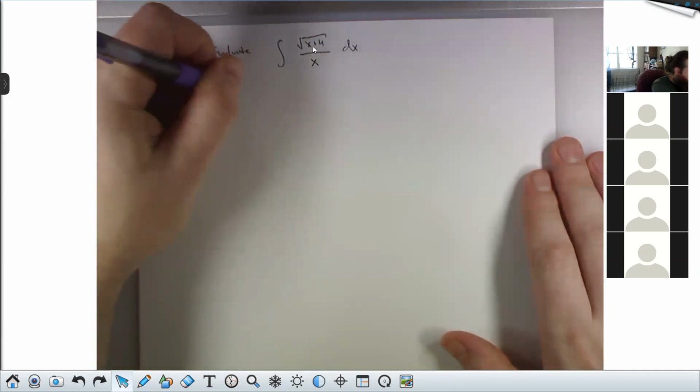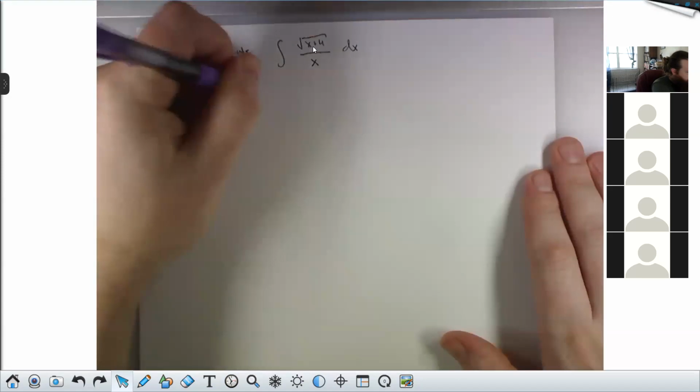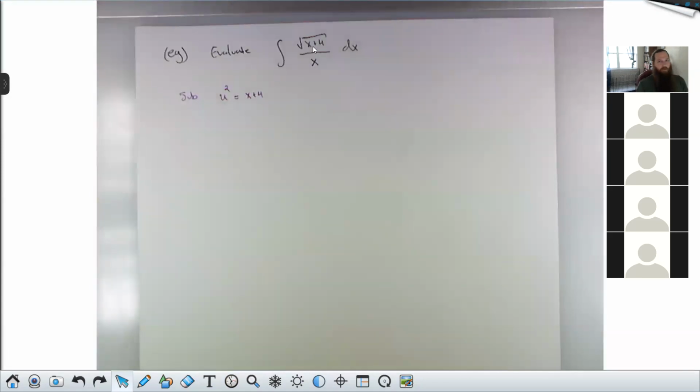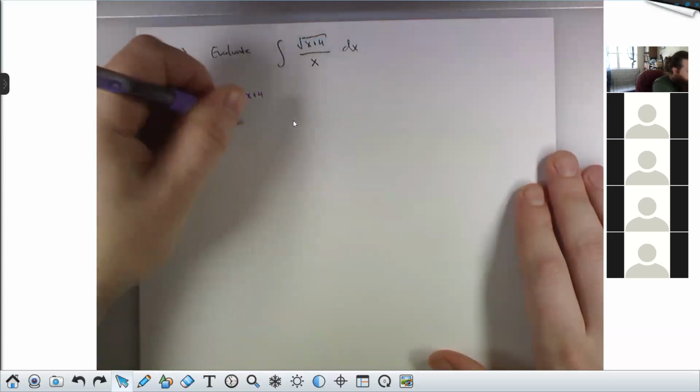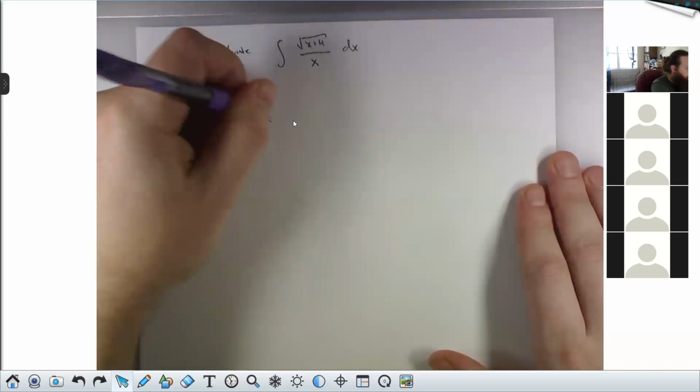Sub u squared equals x plus 4. I'm taking the thing under the radical and calling it the square of something else because I want the square root to go away. This sort of maneuver works sometimes. In the settings where we've been doing trig sub, like the square root of x squared plus 4, it would not work because your differential would be too nasty. Taking the differentials on both sides here, I get 2u du equals dx.